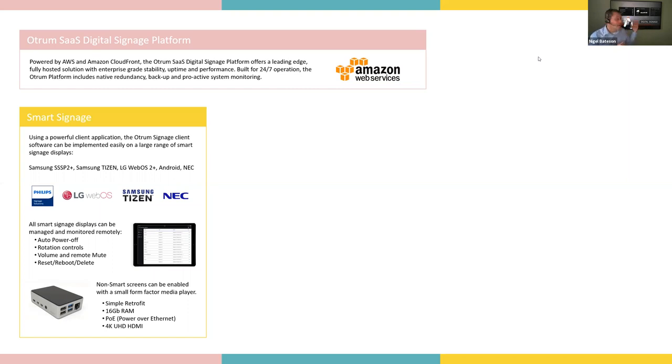So to be honest, the screen I'm using behind me is actually connected to a Raspberry Pi. So all of the content that you'll see in this webinar is coming through a Raspberry Pi. This is a great way to retrofit existing screens or old screens that are not smart. But Philips, LG, Samsung have been delivering integrated smart screens for quite some years now. So normally we can take an off-the-shelf screen and get it connected to the Amazon cloud, and then you can start managing it through the Otrum Signage platform.